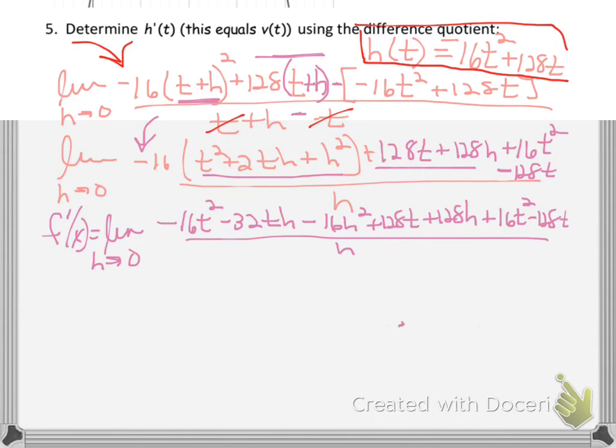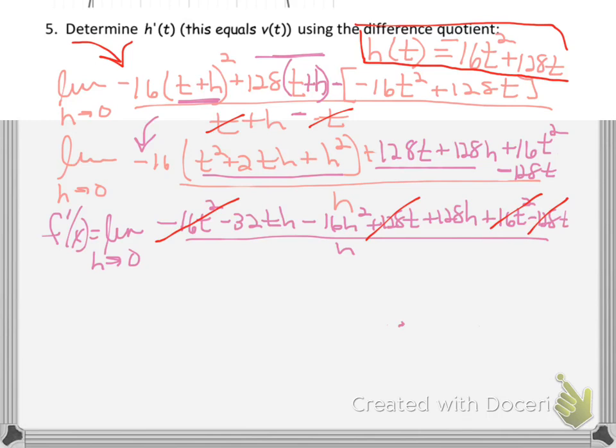Everything is expanded. So now what I want to do is cancel out in our numerator, and what should happen is any term that does not have an h attached to it should cancel. If it doesn't, we'll go back up and see what we did algebraically incorrectly. So here's a negative 16t squared, here's a positive 16t squared. Here is a positive 128t, here's its counterpart, negative 128t. Okay, everything else I see that's remaining has an h attached to it.